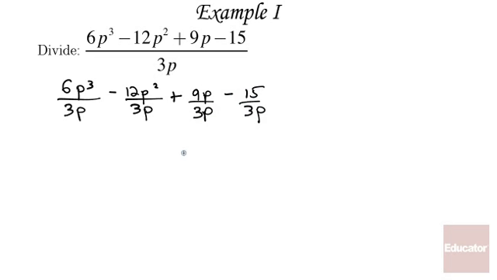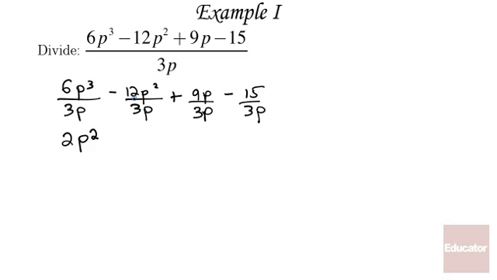So now that I have it rewritten this way, I just use my normal rules that we've already learned for dividing a monomial by another monomial. So I have 6 divided by 3, which is going to give me 2. P cubed divided by p, that'll give me p squared, since 1p will cancel out. Okay.